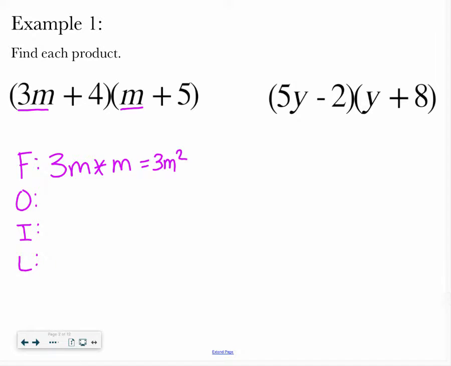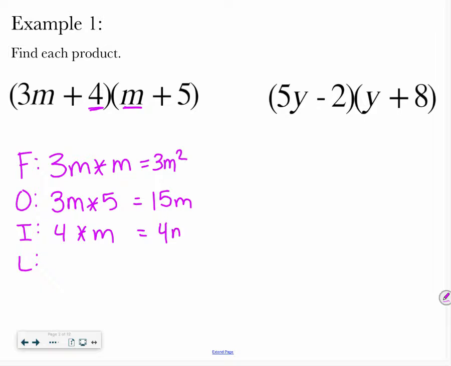So then I go back and I look, where are my outer terms? This is on the outside and this is on the outside. Okay, so I'm going to take 3m times 5. That's going to give me 15m. Then I take my inner terms, so the ones that I did not just use, and I say 4 times m, which is 4m. And then I take my last term in each set of parentheses, so that's 4 and 5, and I multiply those together. So I'm going to have 20.